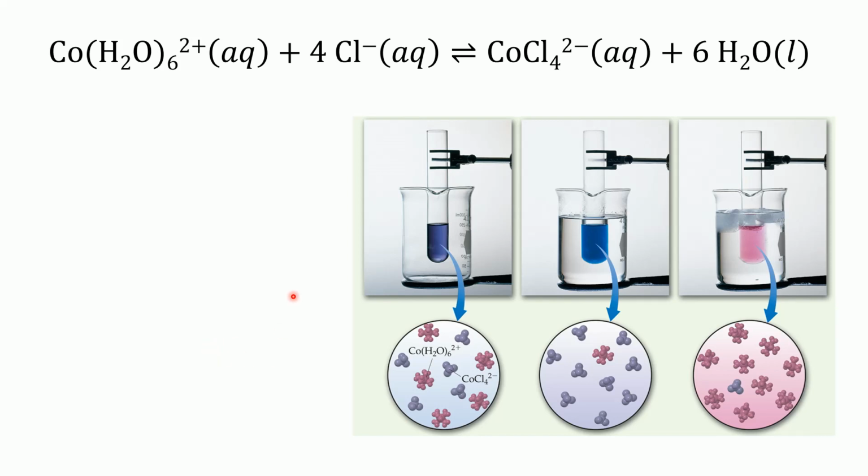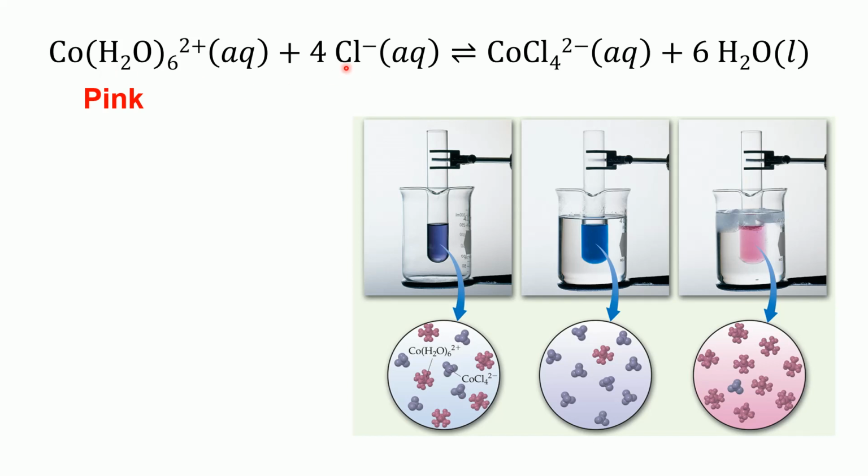So we want to look at another reaction. This is one that we do in the lab. We've got this cobalt hexahydrate. That cobalt hexahydrate has a pink color. It looks like this over here. So that is a pink color.